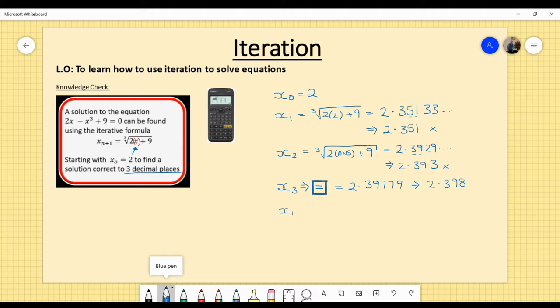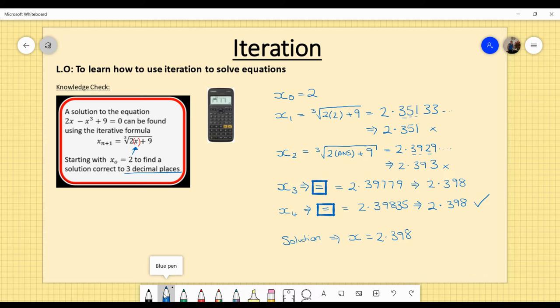And I'm going to do it again to find the fourth potential answer. And again, I just need to hit the equals button. And at this point, I end up with 2.39835. When I round this one to 3 decimal places, I get 2.398. Oh, look, these two are exactly the same. So this is my solution. So my solution to 3 decimal places at the end is x equals 2.398.